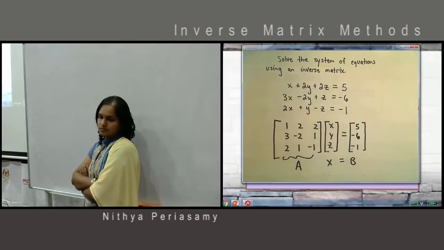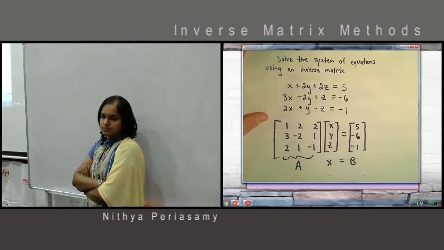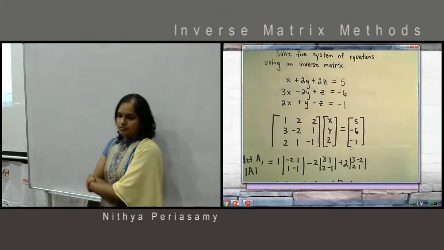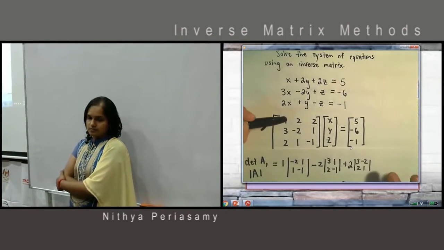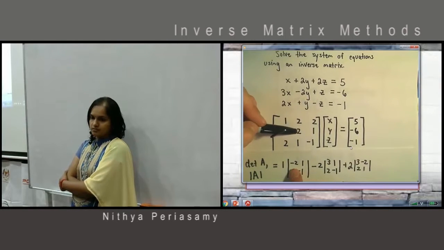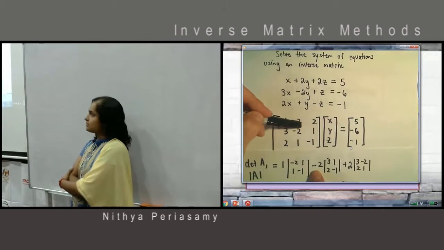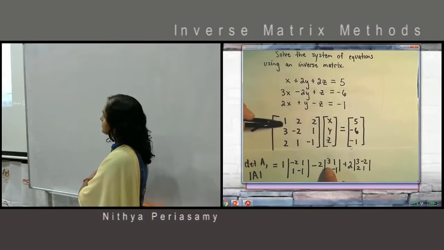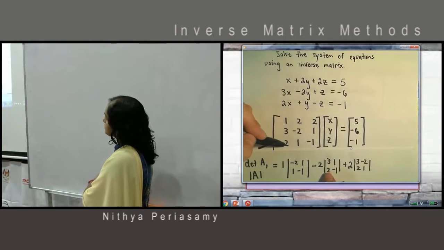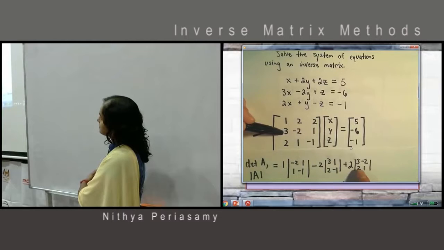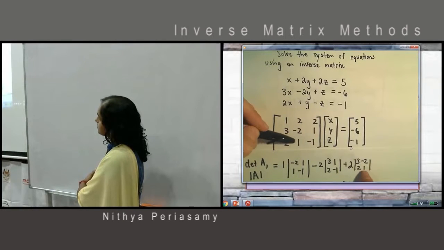We're going to have to find the inverse of matrix A, and I'm going to do this using determinants and cofactors. I've actually expanded this along the first row. If we expand along the first row, we would use the determinant given by negative 2, 1, 1, and negative 1. Then we would use minus the second value in our first row, times the determinant given by 3, 1, 2, and negative 1. Then we would have plus 2 times the determinant given by 3, negative 2, 2, and 1.